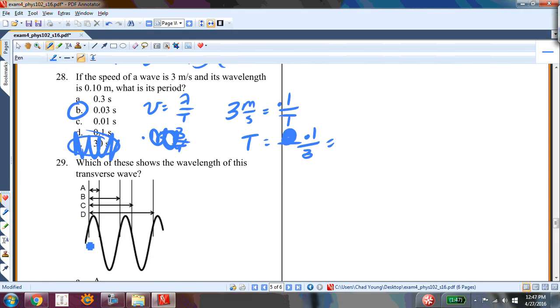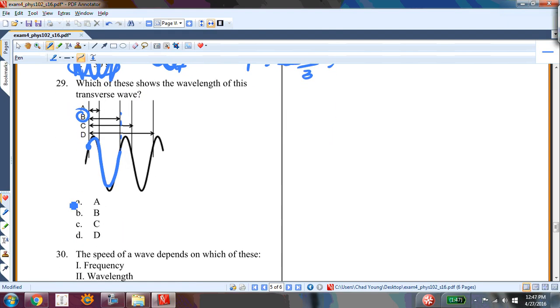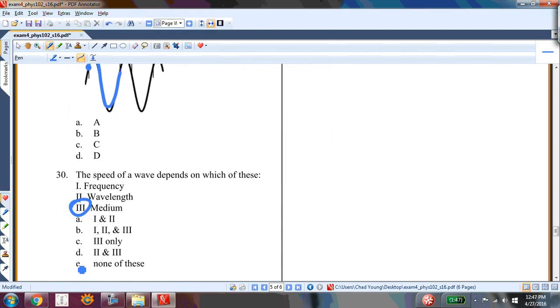Which of these shows the wavelength? Well, if I'm starting here, my wavelength will go to right there. So which one is this? That's B, is 29. And the speed of a wave depends only on the medium, so C. It doesn't depend on the frequency and wavelength. V is F lambda. If I change my frequency, my wavelength decreases as long as the medium stays the same. As we discussed in class, if I'm changing the tension, like in my string, that's a different thing because I'm actually changing the medium. Okay, and I think that's it.